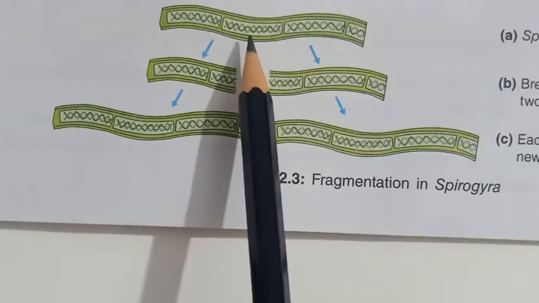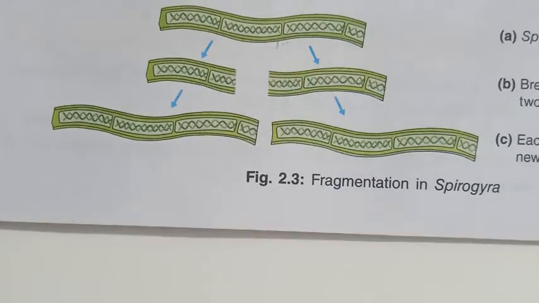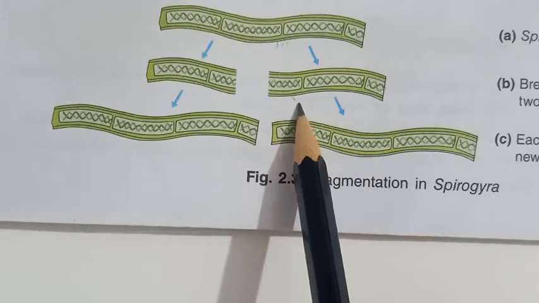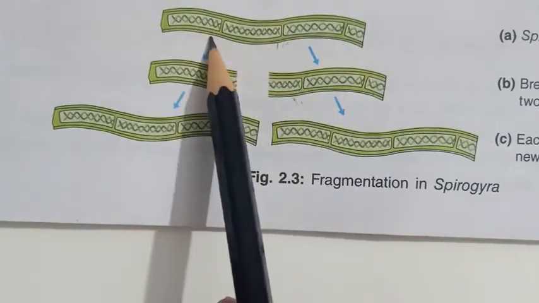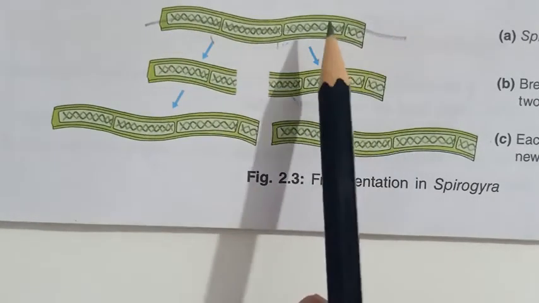So the next is fragmentation. It occurs in the filamentous green alga Spirogyra, which is often seen in ponds and stagnant water. Such kind of reproduction occurs in a thread-like structured plant.